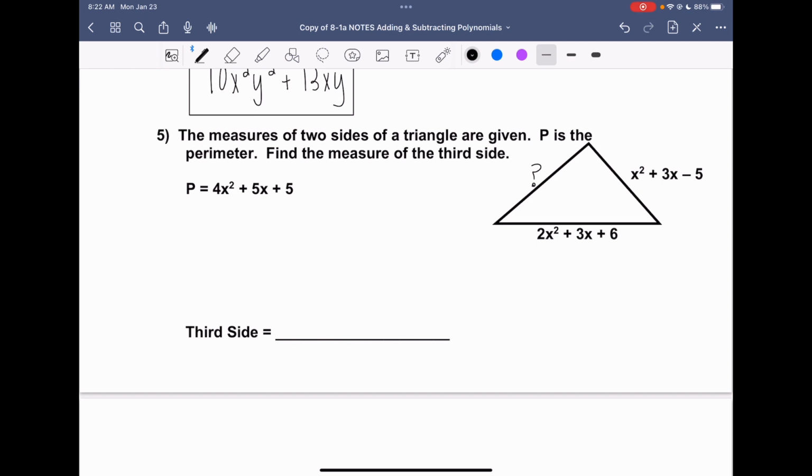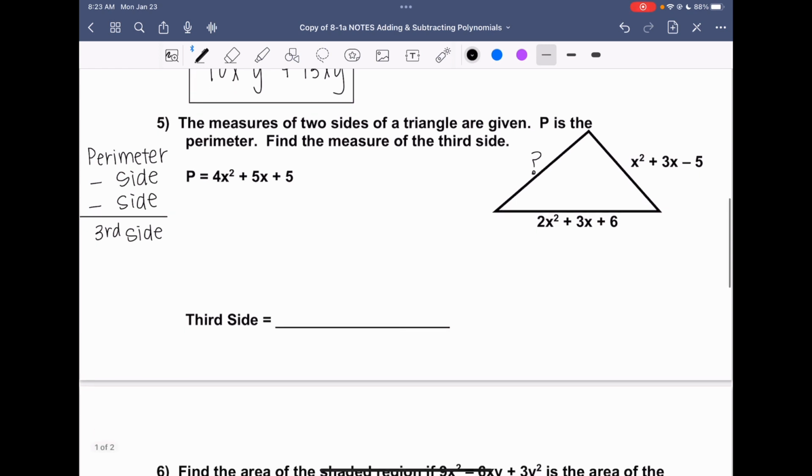But in order to find the missing side, all we have to do is take the perimeter and subtract both of our sides. So once we subtract both of our sides, then we should have the third side that's missing. Remember to line up everything, okay? So our perimeter must be listed first. So we have our 4x squared plus 5x plus 5. And I want to line everything up.